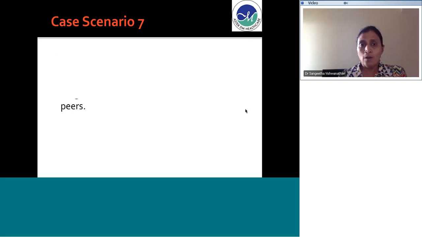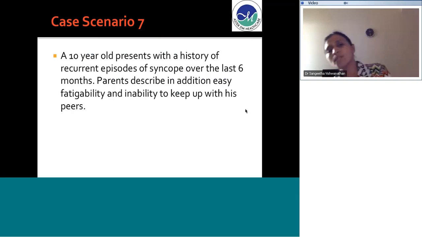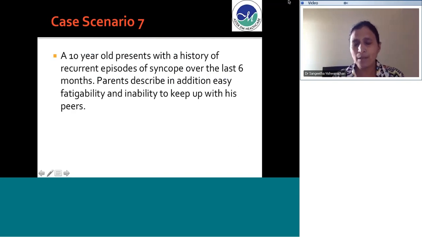Okay, so the next scenario. A 10-year-old presents with a history of recurrent episodes of syncope over the last 6 months. The parents describe in addition easy fatigability and inability to keep up with his peers. So he's getting tired very easily, has low exercise tolerance and recurrent episodes of syncope. Okay. So what are the possible things running through your mind?